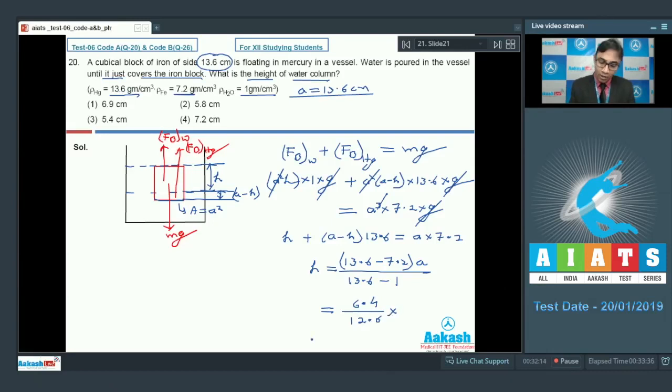And what is the value of A? The value of A is 13.6. So if I put the value of A here, by solving you will get 6.9 centimeter. So we can say that our option number 1 will be the correct choice. Let's move to question number 21.